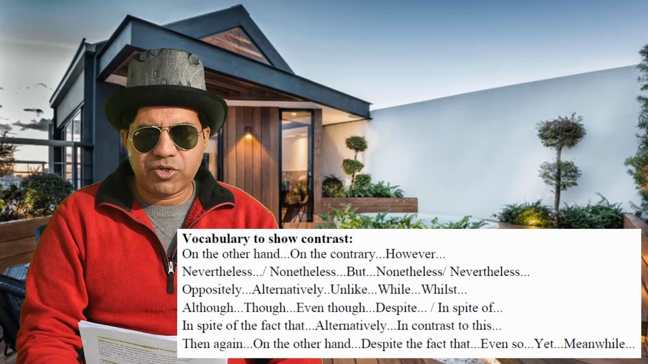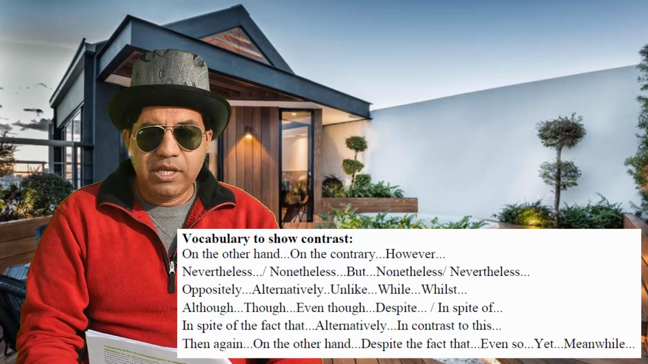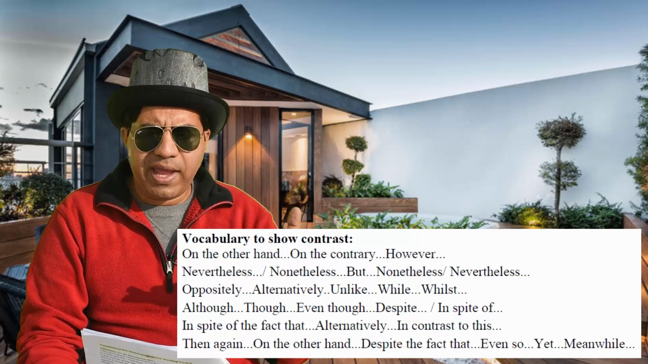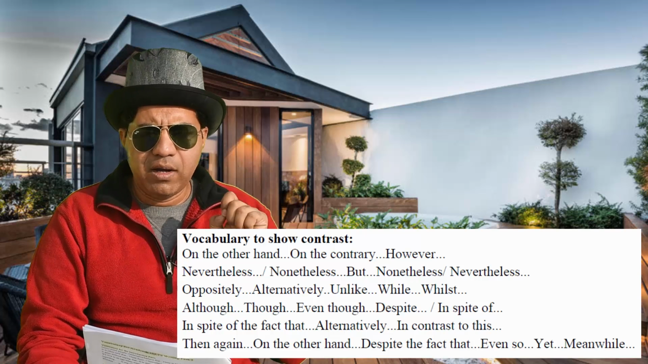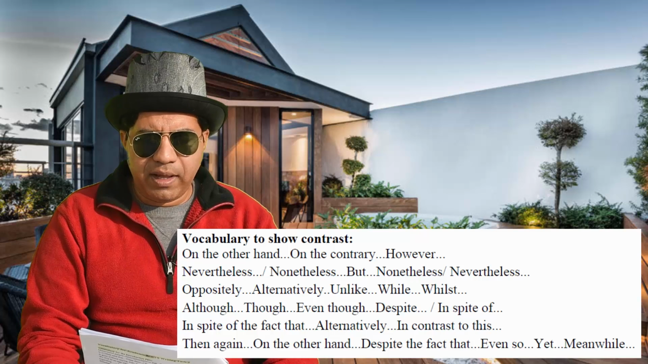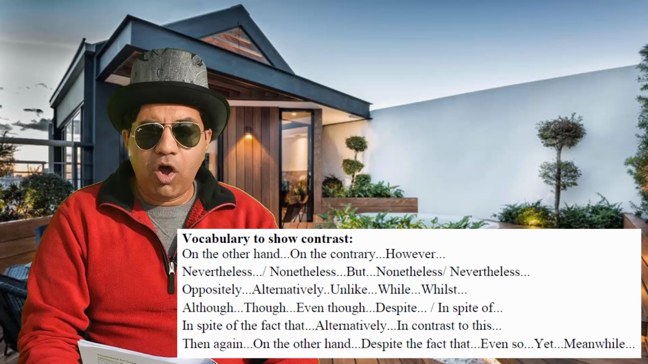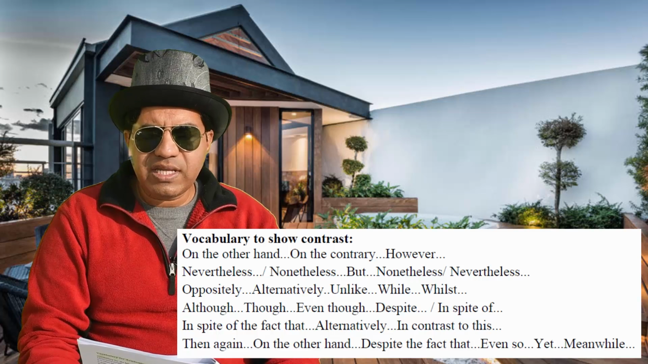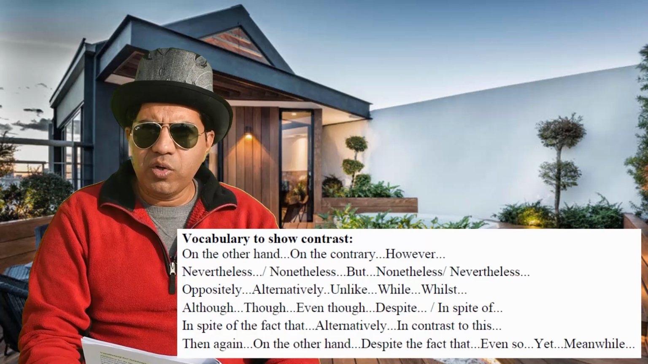Vocabulary to show contrasts. On the other hand, on the contrary, however, nevertheless is also used, and remember after all these phrases you must use comma. On the other hand, comma. On the contrary, comma. However, comma. Nevertheless, comma. Nonetheless, comma. But, nonetheless, nevertheless, oppositely, alternatively, unlike, while, whilst, although, though.